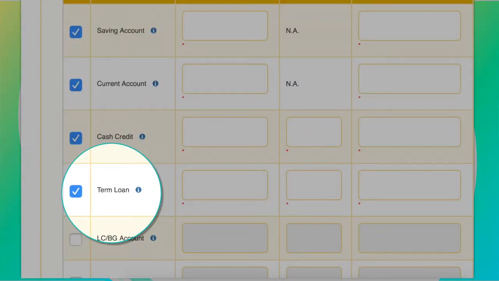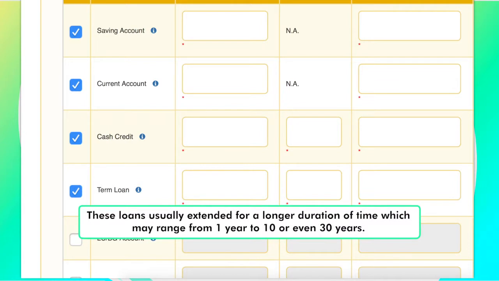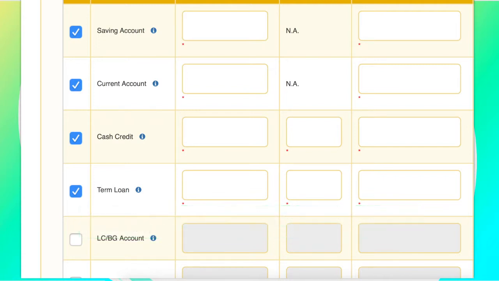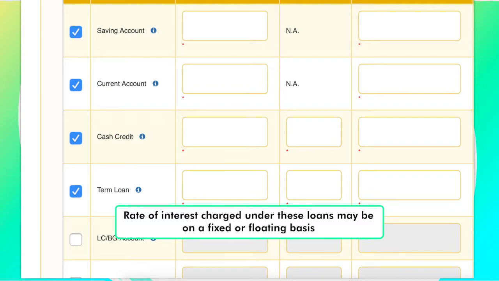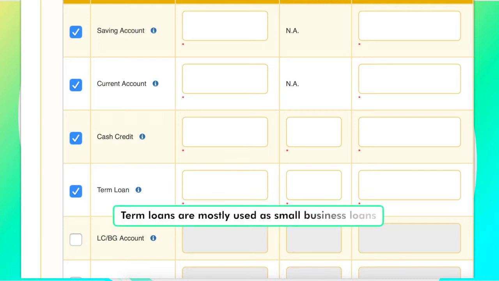A term loan is simply a loan that is given for a fixed duration of time and must be repaid in regular installments. These loans usually extended for a longer duration of time, which may range from 1 year to 10 or even 30 years. Rate of interest charged under these loans may be on a fixed or floating basis, which will vary with market fluctuations. Term loans are mostly used as small business loans.